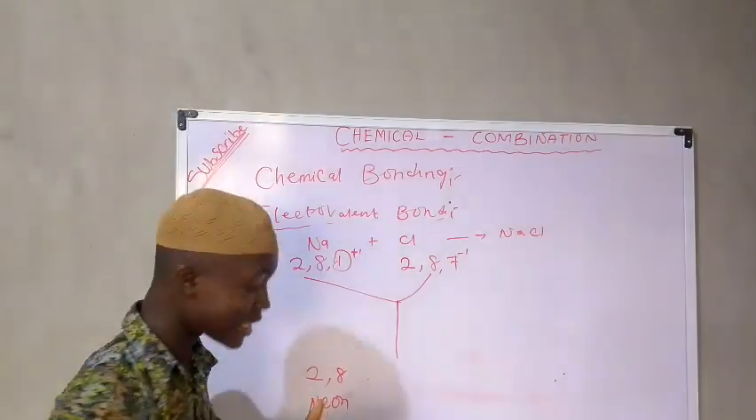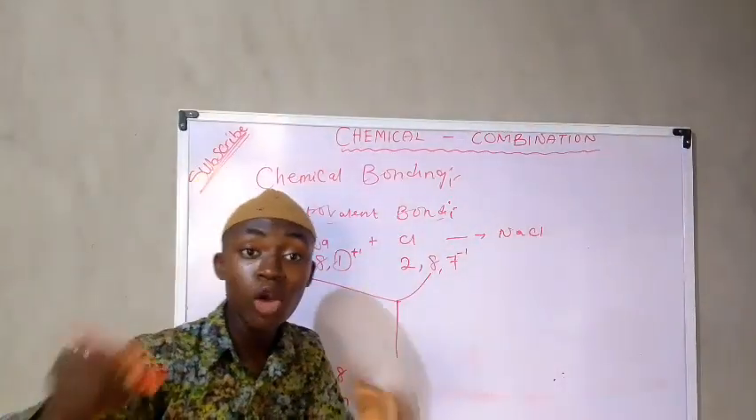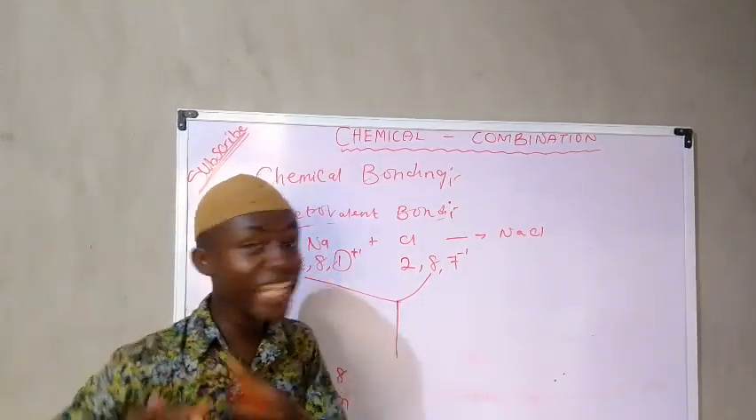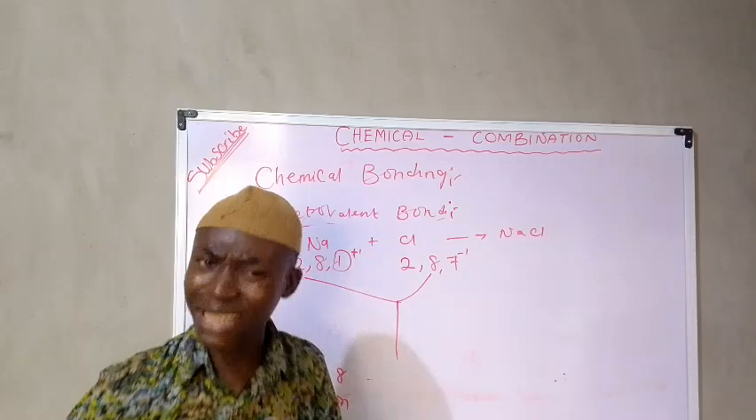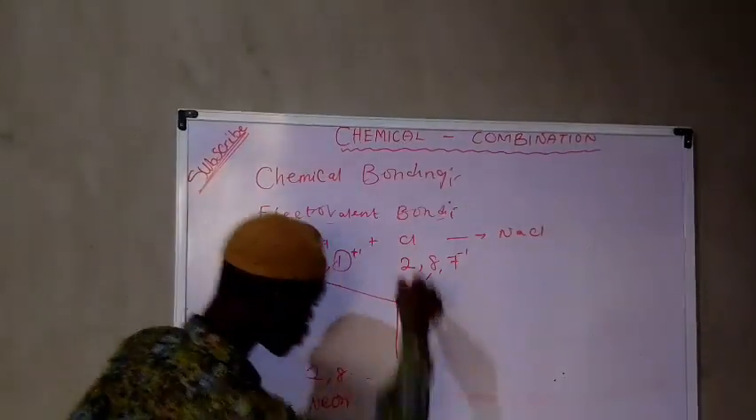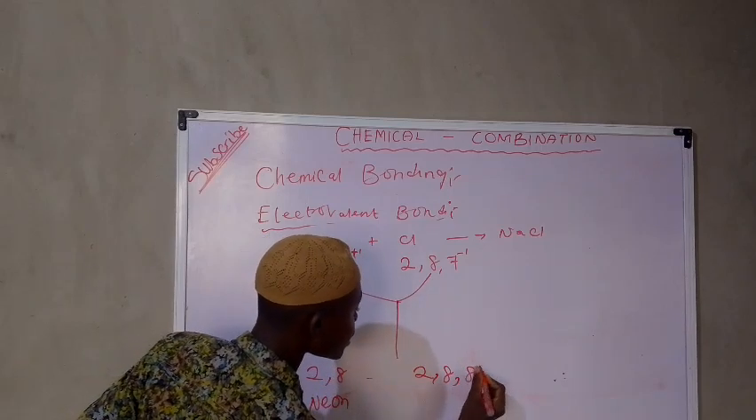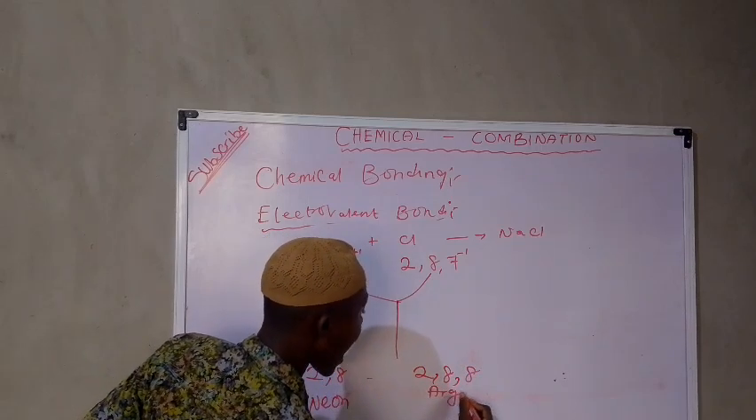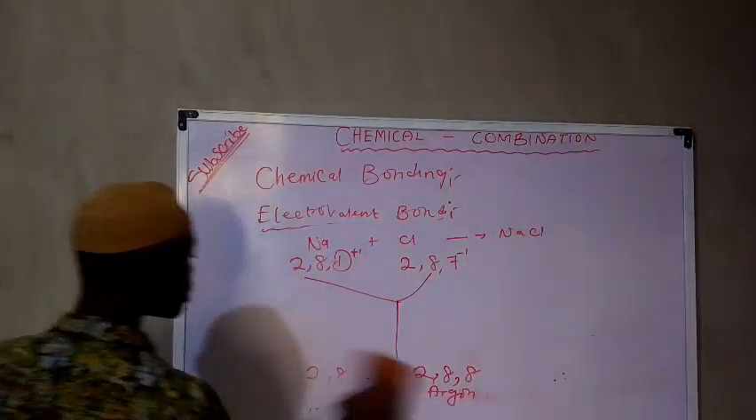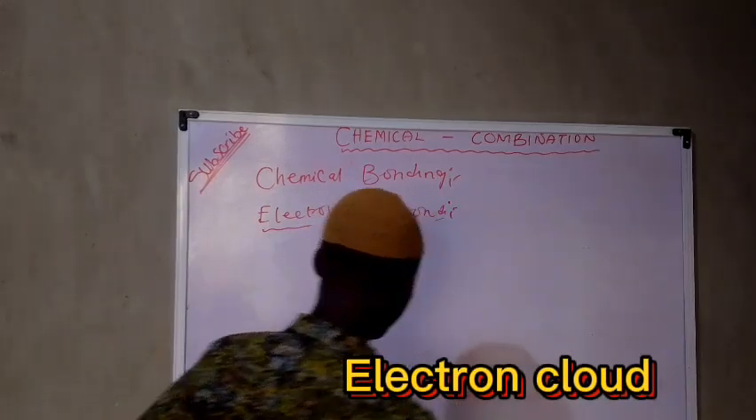So you can see it has become saturated, it has become stable, because neon is a stable gas. You can't see neon reacting with any other element. You can't see argon reacting with any other element. When this gains an electron, it is going to give 2,8,8, which is known to be argon. So that is simply the explanation. Now let's draw the electron cloud.